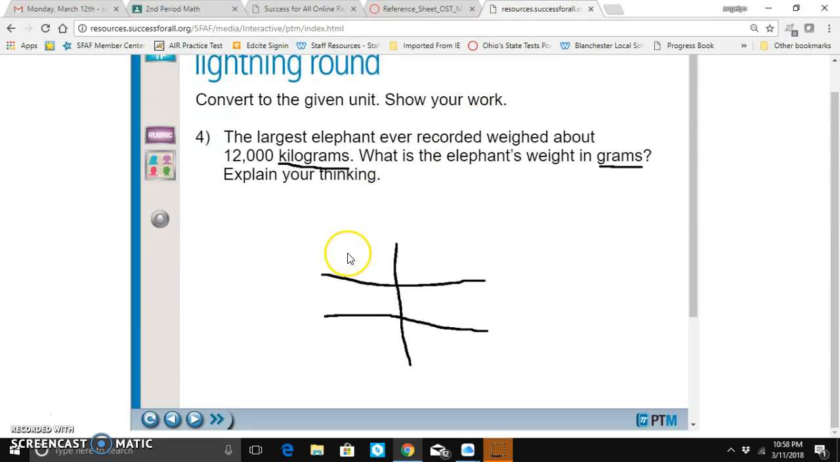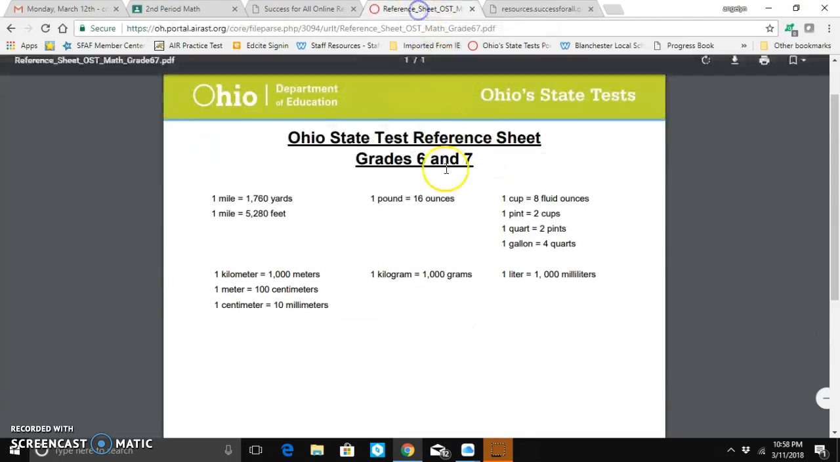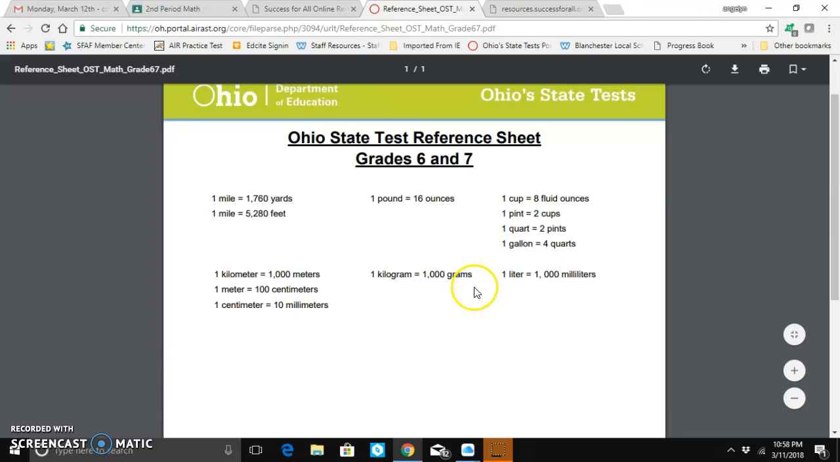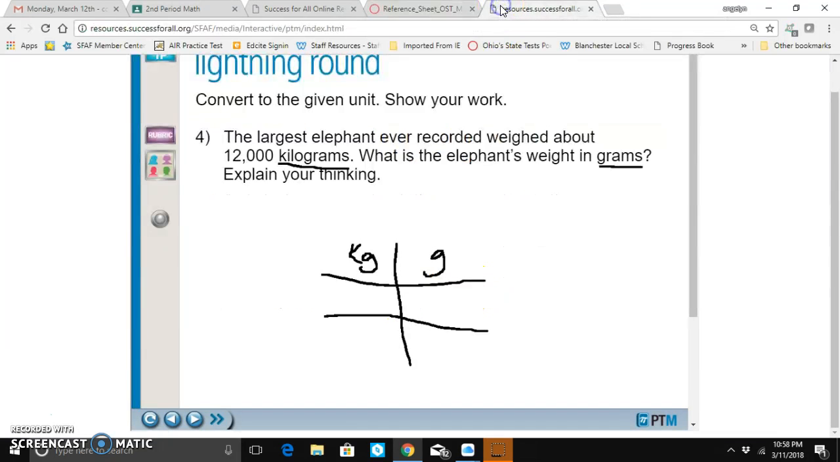So going back to here, we want to know what 12,000 kilograms is in grams. We're going to write what we know about kilograms and grams first, and we're going to get that off the reference sheet. We know that there are 1,000 grams in 1 kilogram, so that's what we need to write down first. 1 kilogram is equal to 1,000 grams. We need to convert 12,000 kilograms into grams. So I'm going to write 12,000 underneath kilograms, and then we're just going to cross multiply and divide.